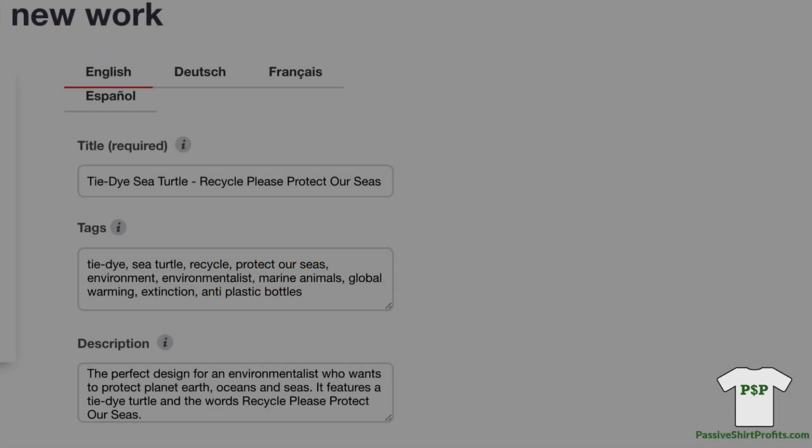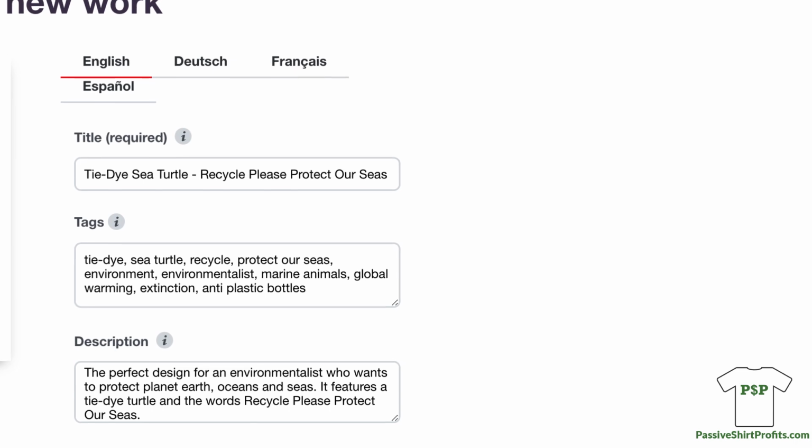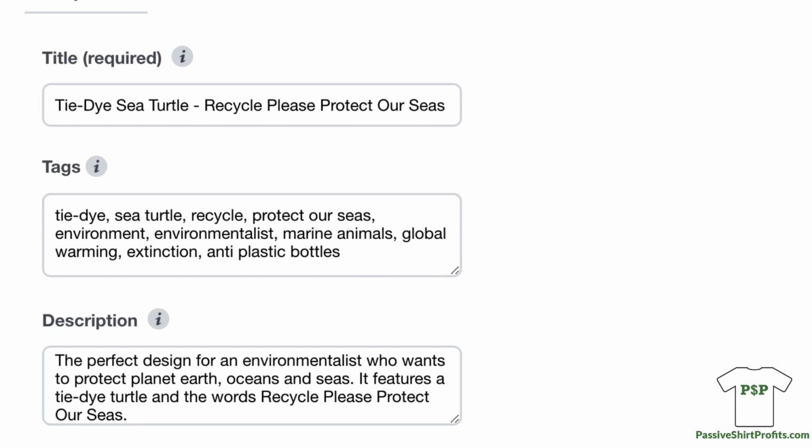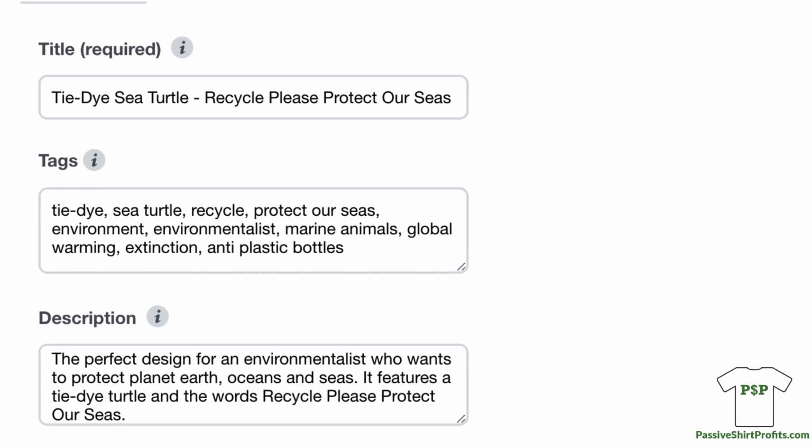So what would a listing even look like for something like this? Notice the title reads "Tie-dye sea turtles - recycle, please protect our seas." Just that title alone, you guys, there are so many good relevant keyword combinations there. And again, you're not just targeting a basic turtle, you're giving your design another chance to rank for some other keywords. And for the tags, you'll notice I didn't use all 50. I rarely do. I only choose tags that are most relevant, and I try my best not to be too repetitive with the keywords. But honestly, sometimes it gets difficult to avoid the repetition, but I do try my best.